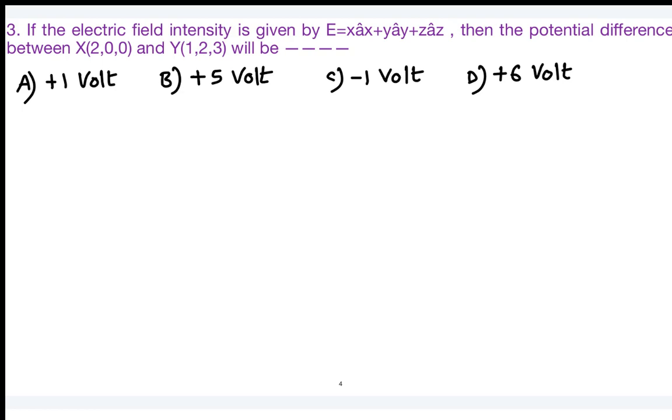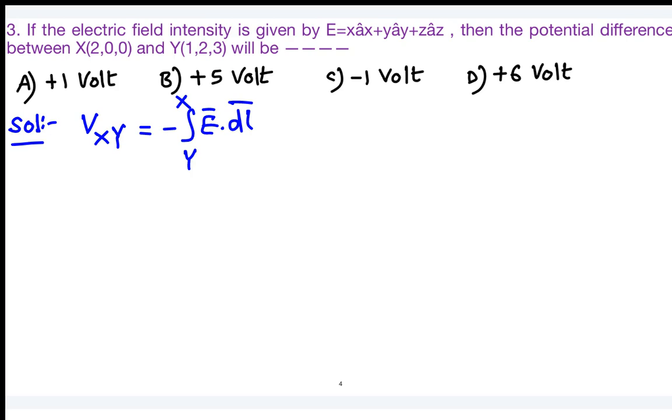So move to the next question. If the electric field intensity is given by this vector, then find the potential difference between the points. This is your first point and this is your second point. You know the electric field intensity, so calculate the potential difference. We already know the potential difference between x and y is equal to minus integral E dot dl. As per the definition in the last class, the first subscript indicates the final point and the second represents the initial point. So you need to take the integration from y to x, where y is the initial point and x is the final point.